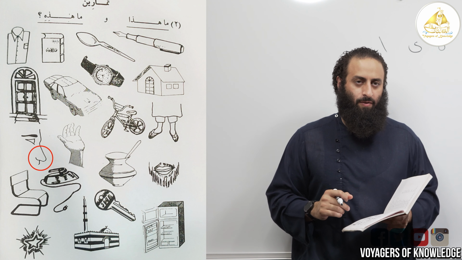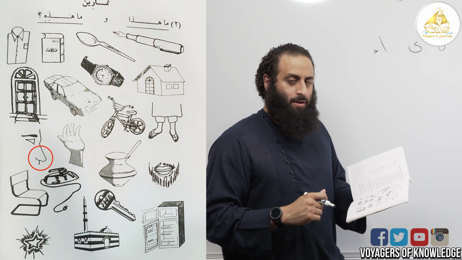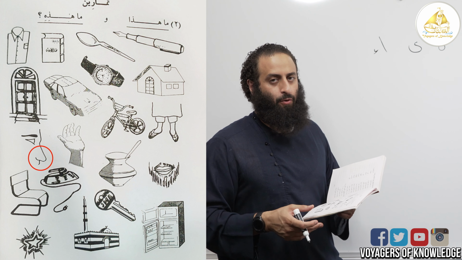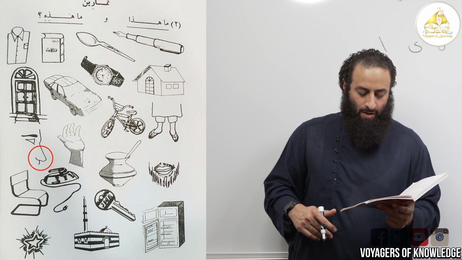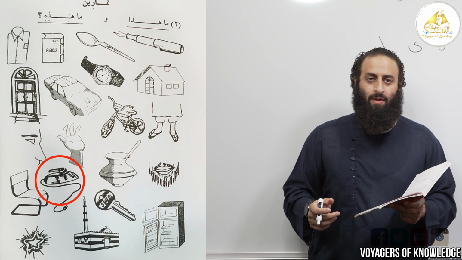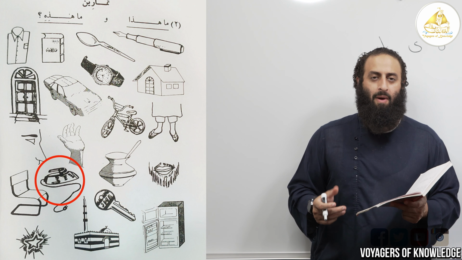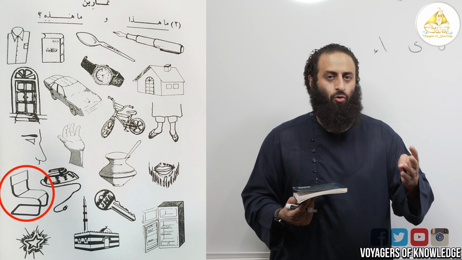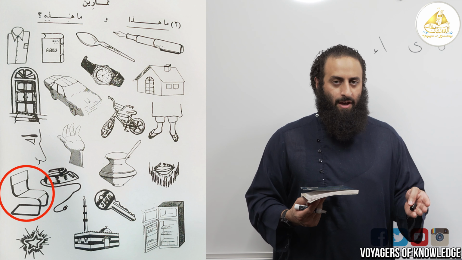Next is a picture of a nose. ما هذا, هذا أنف. You only have one nose. Then we're going to go down to the iron. ما هذه, هذه مكواه. What is it? مكواه. After that is the chair. ما هذا, هذا كرسي. هذا كرسي.